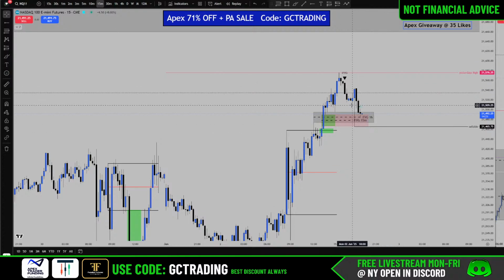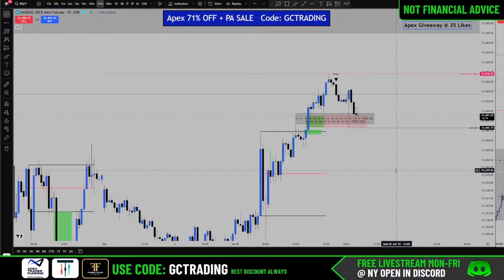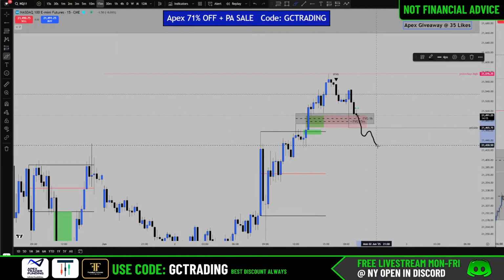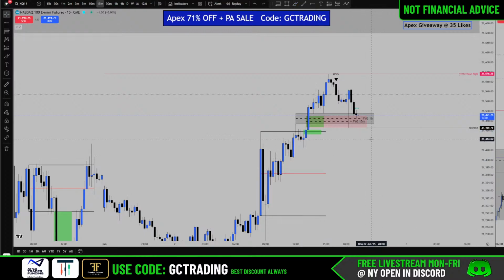I just need to see some movement in one direction or the other to show me which way they're going. If I see a strong sell sequence through this gap right here, and I see us continue down, I'm probably going to look to get short, maybe back to midline, back to that 50% area.